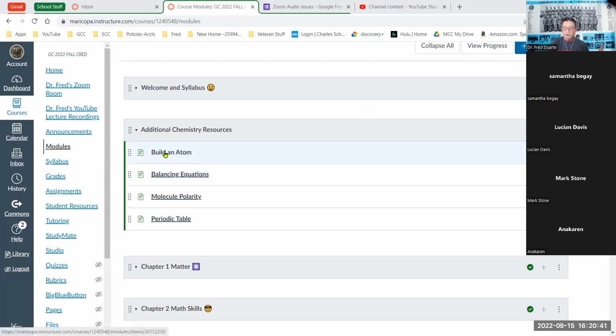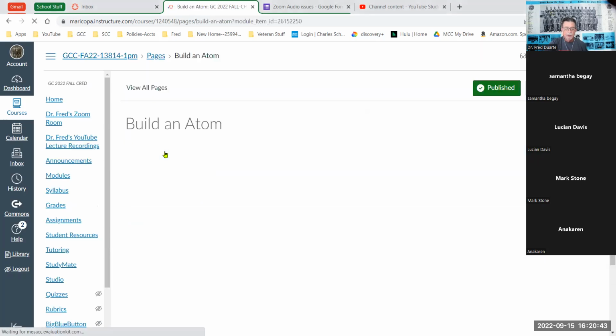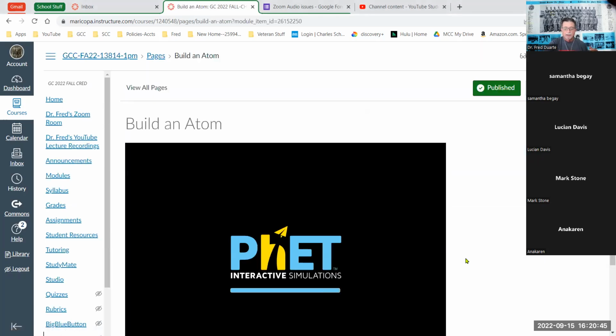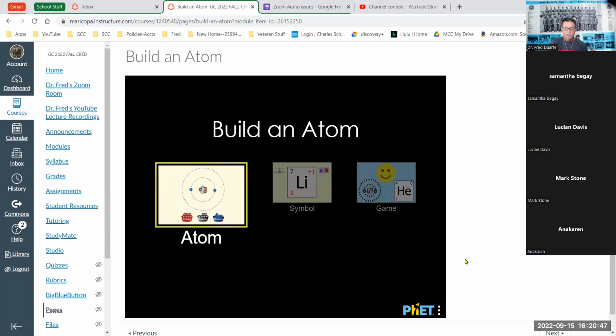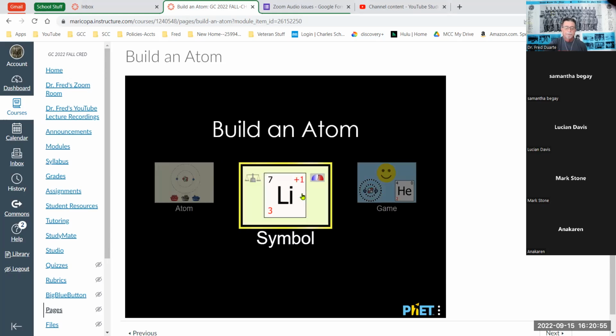I'm going to select build an atom. Okay. And it will activate the simulation, which was created by, I believe, University of Colorado. So you can select the atom. I would go with the symbol. Okay. And the game part is pretty good too. If you run through it, once you become familiar with protons, neutrons, electrons, that game part is like a study guide for you. So give that a shot.